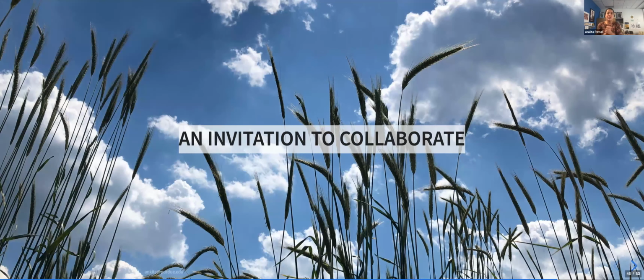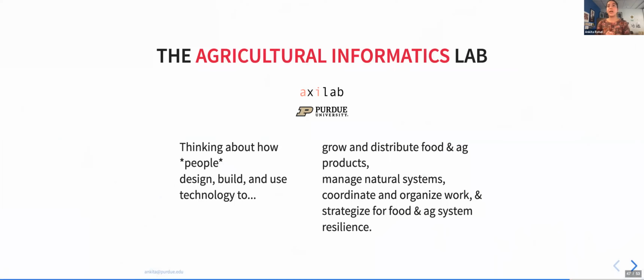Okay, so I'm coming to a close, so I figured I would share a few projects we have ongoing that are not cover crop related, but cover crop adjacent, and a couple of invitations to collaborate with us in the coming months, years, and so on. Just a quick reminder, right? What do we do in my lab? We think about how people design, build, and use tech to do a range of different activities in food and agricultural systems.